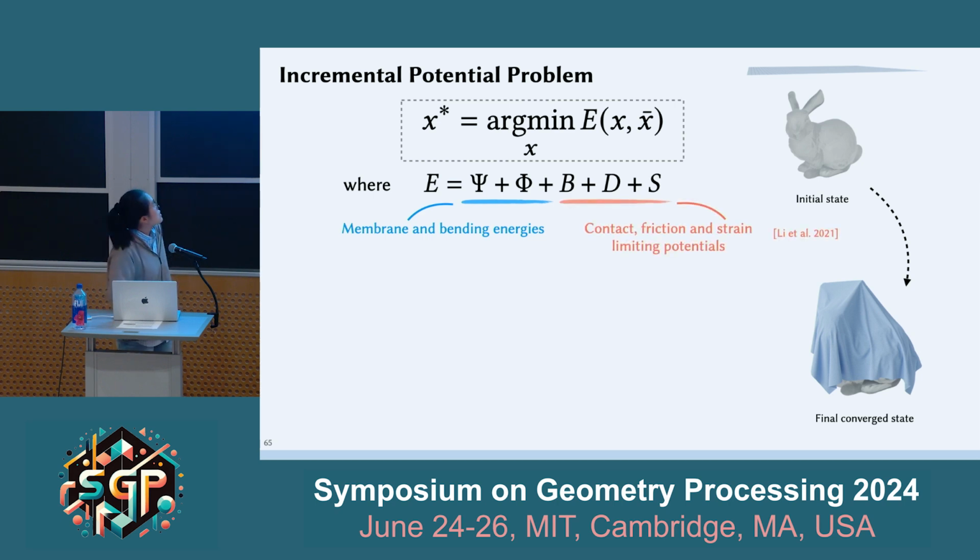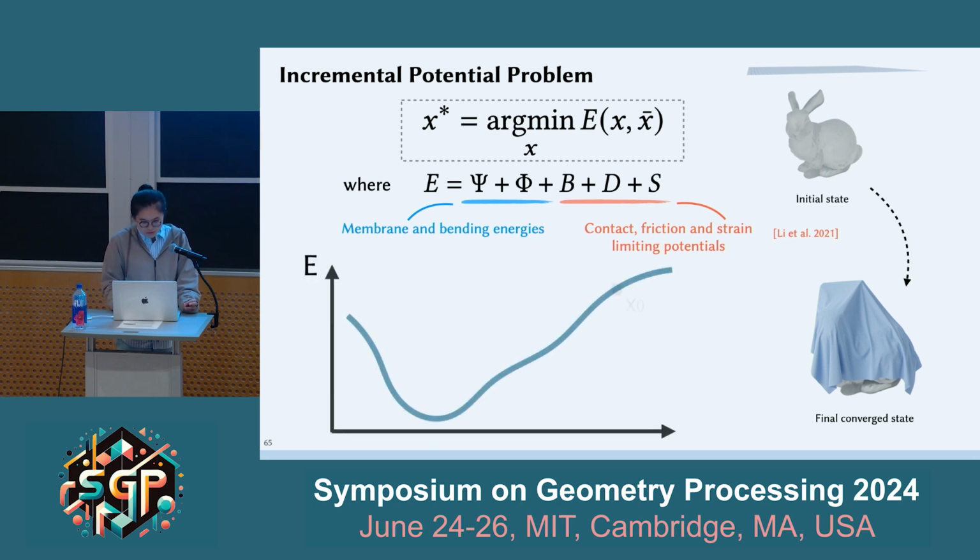I think someone just asked about this question before. Actually, in this one, because it's based on IPC, we also have contact, friction, and other strain limiting barriers to enforce those non-interpenetration constraints. Building on this, after some optimization steps, the state will converge to a local minimum of the energy, where each local minimum corresponds to an equilibrium state.